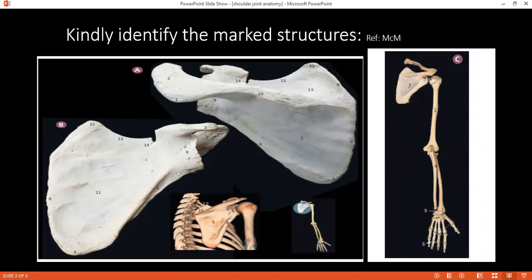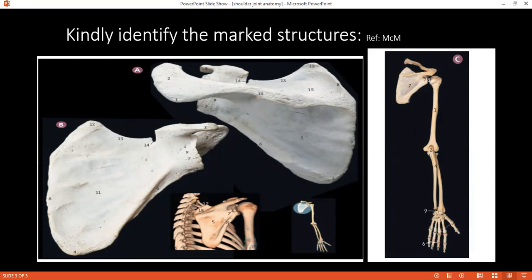What lies in the bicipital groove? What are the contents of the bicipital groove? The tendon of the long head of the biceps lies in the groove.